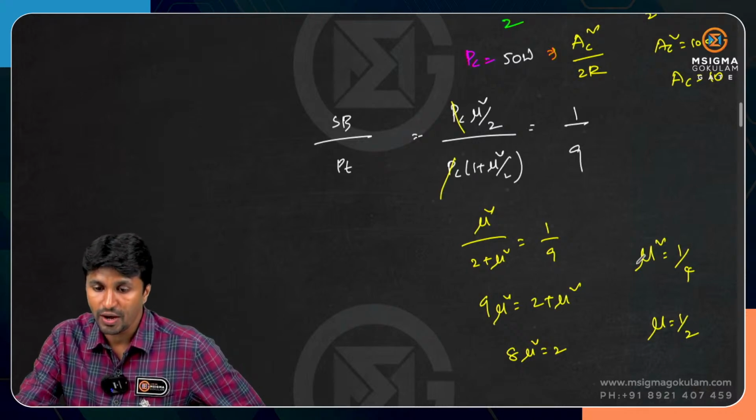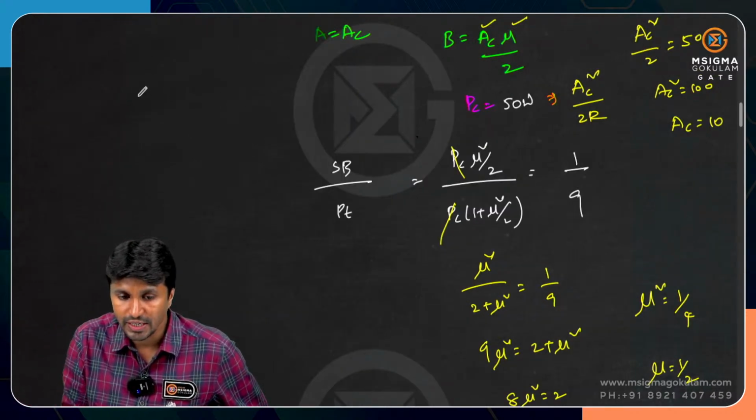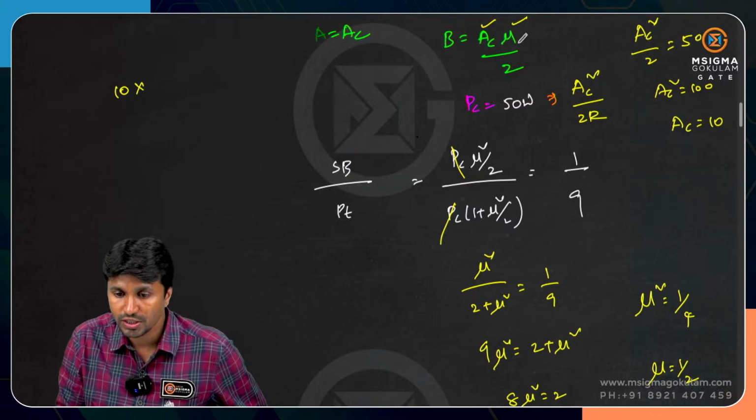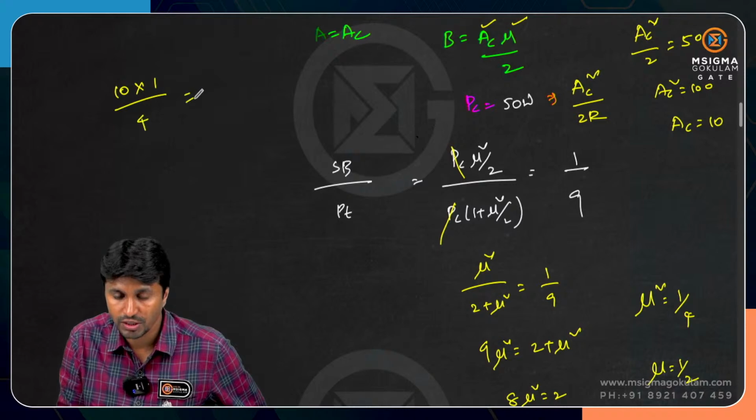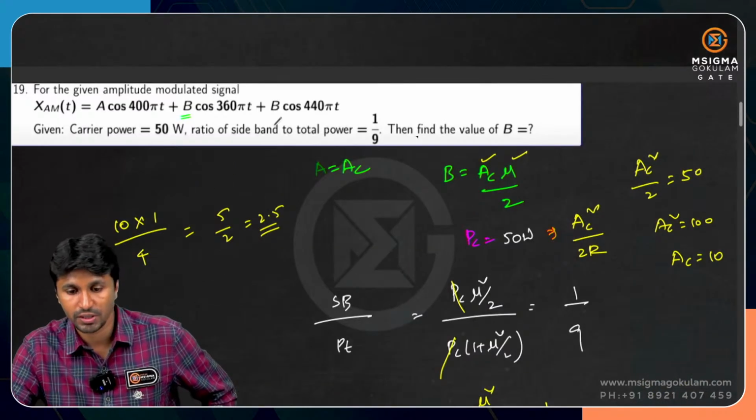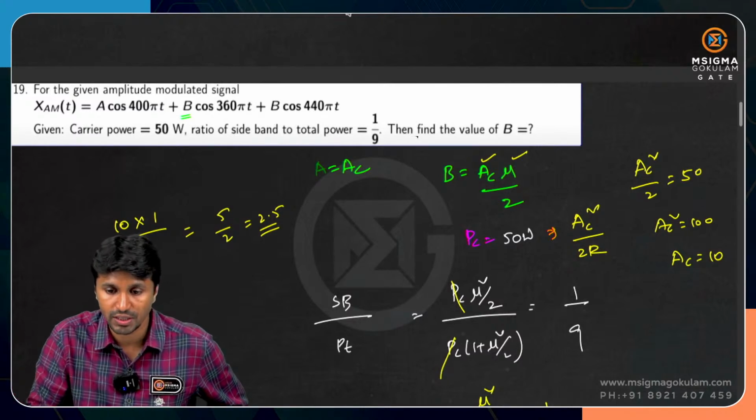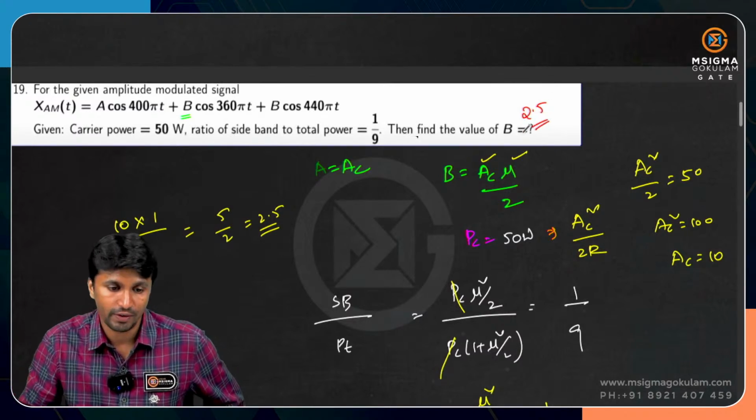Right. So now you know the value of AC. AC is nothing but 10 and mu is nothing but 1 by 2. So therefore 2 into, already a 2 is there in the denominator. So 10 into 1 by 4, which is nothing but 5 by 2, which is equal to 2.5, right. The answer to this question is 2.5, right.